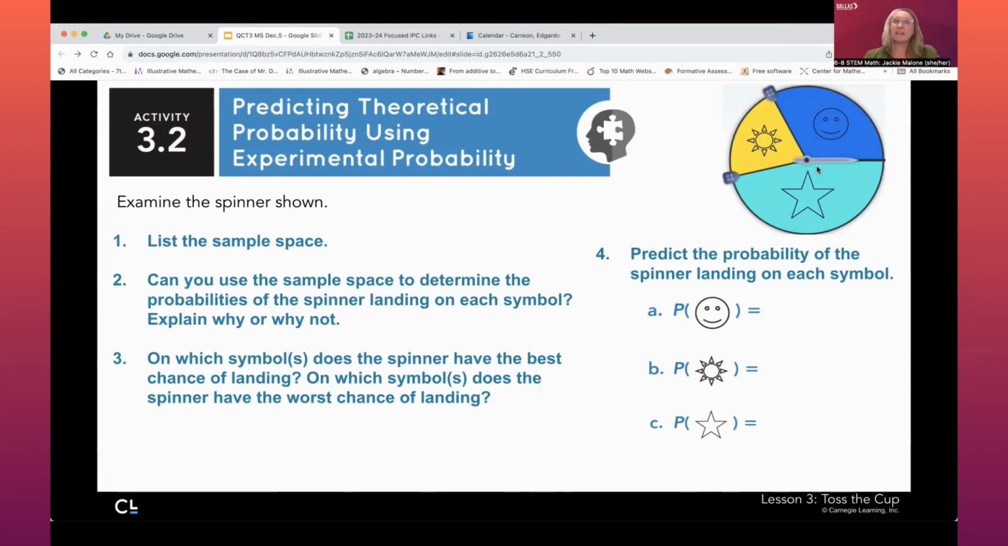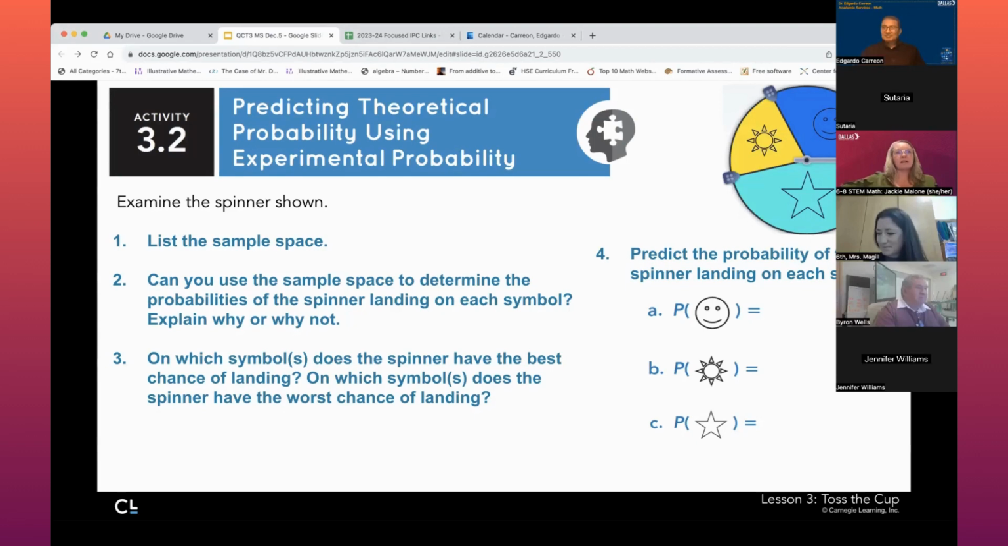Almost half. Yes. Okay. So kids can see this. Kids can see it's not fair, right? So we come off the tossing the cup and we move to the spinner and we see, is this spinner fair? Well, how do we predict the possibility of it, the probability?